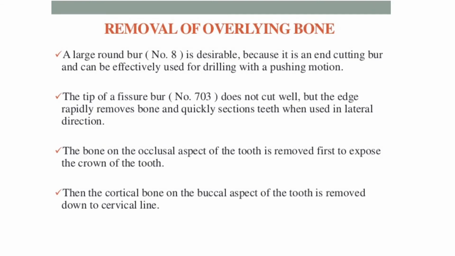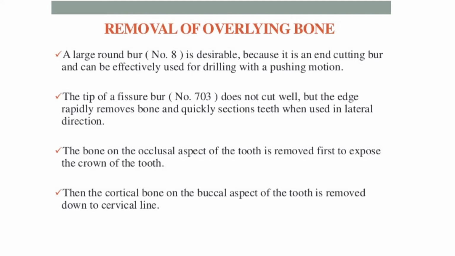Let's see the steps involved in removal of overlying bone. A large round burr number 8 is desirable because it is an end cutting burr and can be effectively used for drilling with a pushing motion. The tip of a Fisher burr number 703 does not cut well, but the edge rapidly removes bone and quickly sections the teeth when used in lateral direction.